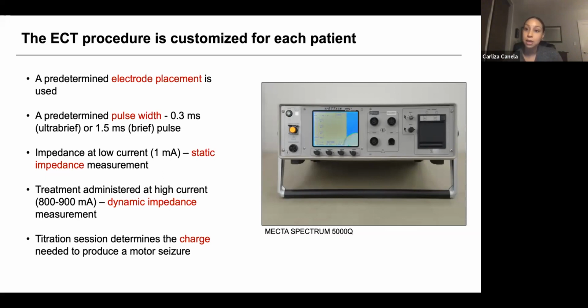During an actual treatment, when the therapeutic current is applied to the patient at either 800 or 900 milliamps, the impedance of the head, or the resistance of the head to the current being passed, is called dynamic impedance, and that's also measured. The charge is determined by an initial titration session.